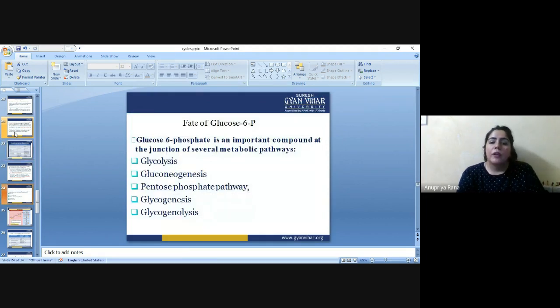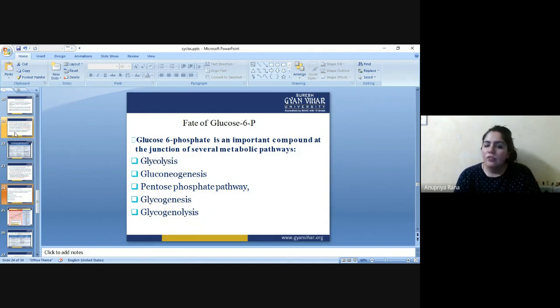So the fate of glucose 6-phosphate, the first reaction you studied, can be helpful in all these pathways written here. They're very useful in glycolysis because we have to move forward with this reaction. Gluconeogenesis, glycogen deactivation, pentose phosphate pathway. This is very important because the activity of the pentose phosphate pathway is initiated with glucose 6-phosphate.